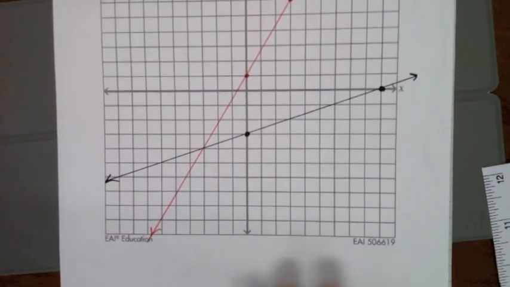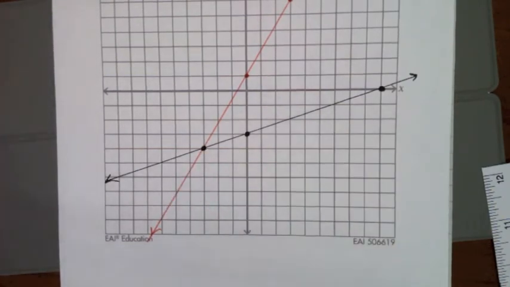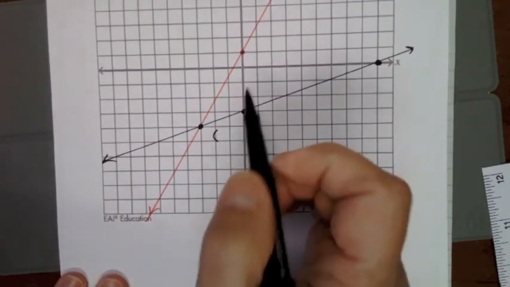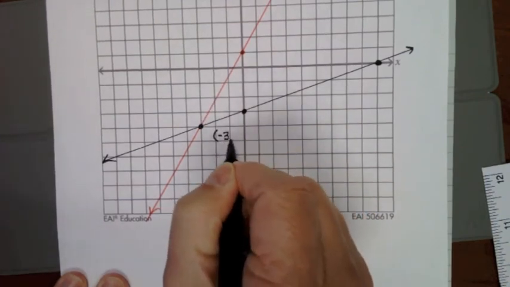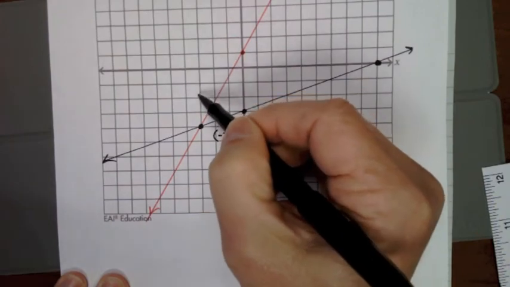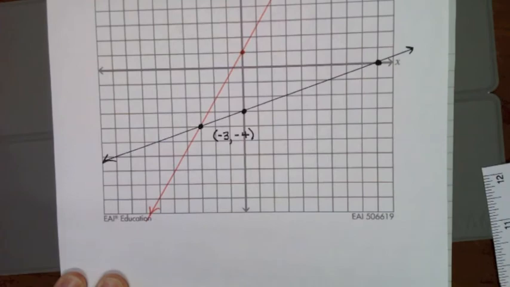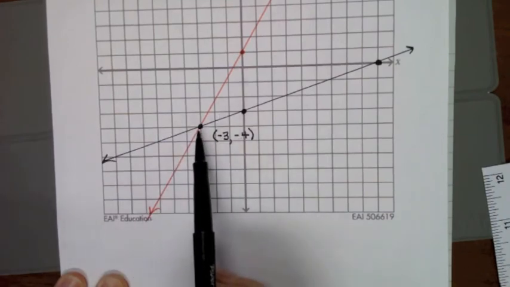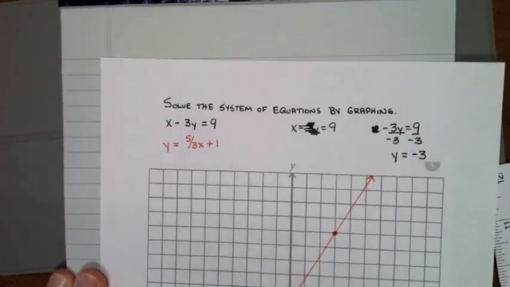I now need to find the coordinates where these two lines intersect. These two lines intersect at this point right here. I need to find the coordinates for that point. Go ahead and make an open parentheses. 1, 2, 3. I went back 3, so my first coordinate is -3. 1, 2, 3, 4. I went down 4. My y coordinate is -4. This is the ordered pair that is the solution to this system. This is where they intersect. These are the numbers that are solutions for both of these.